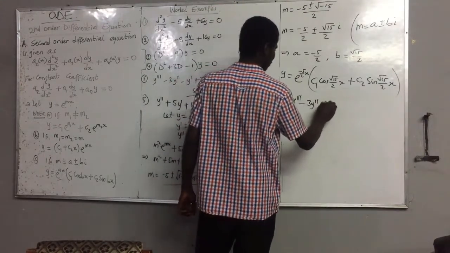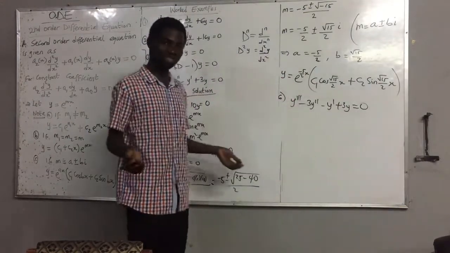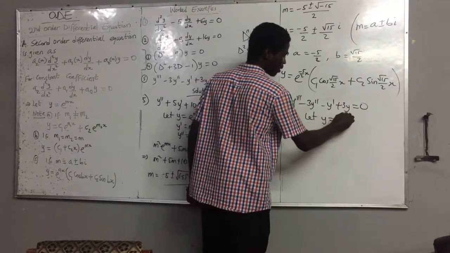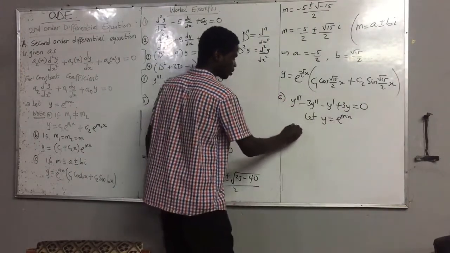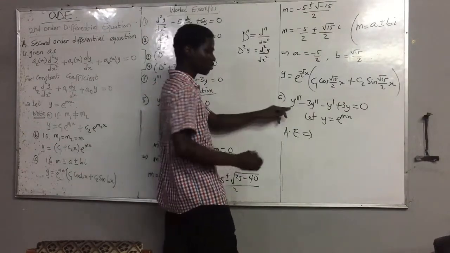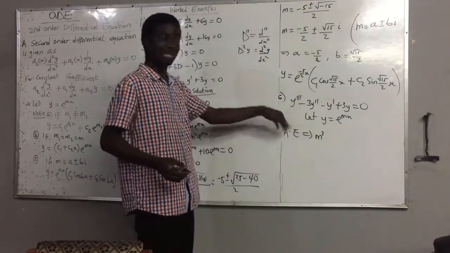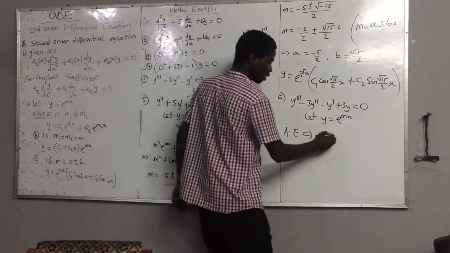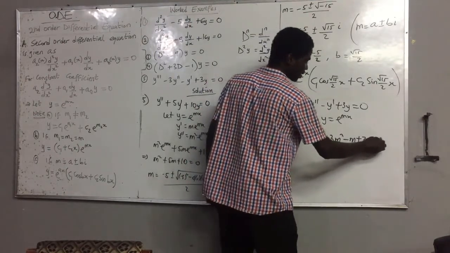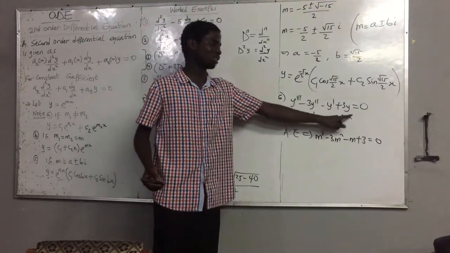So whenever you have this, now lastly, number 6, we have y triple prime minus 3y double prime minus y prime plus 3y equal to 0. Let y be equal to e raised to power mx. What will be the auxiliary equation? Don't waste time. This, you see, y triple prime will be m cubed. This one will be m cubed minus 3m squared minus m plus 3 equals 0.